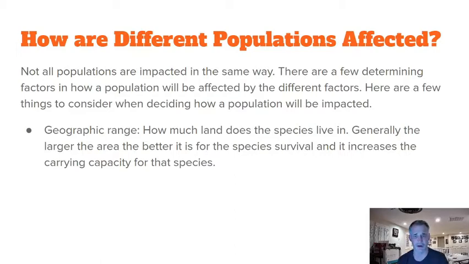First one is geographic range. How much land does the species live in? In general, a large area is better. It's basically better for species to survive in, and it increases the carrying capacity of the species. So if you have a large geographic area where organisms can spread out, it usually ends up making for a more stable population within that area.